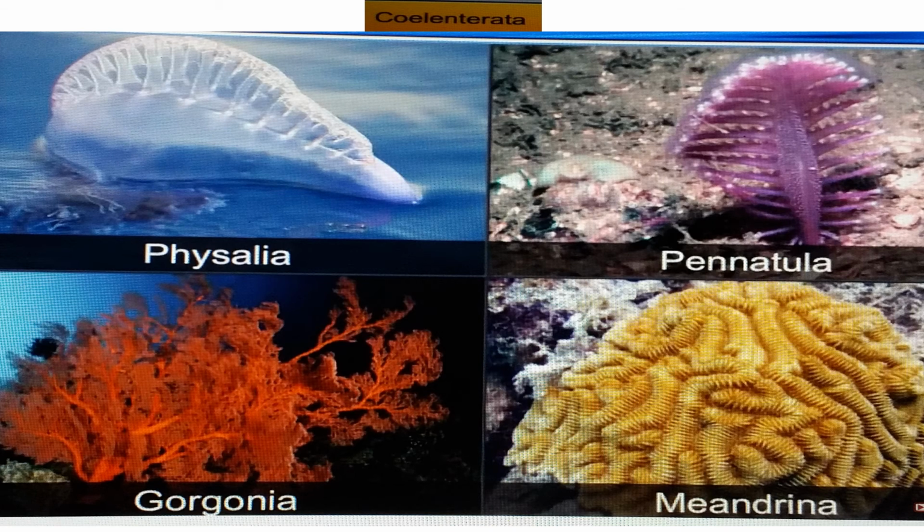Some common coelenterates are Physalia, Pennatula, Gorgonia and Meandrina. These are some examples of the coelenterates.